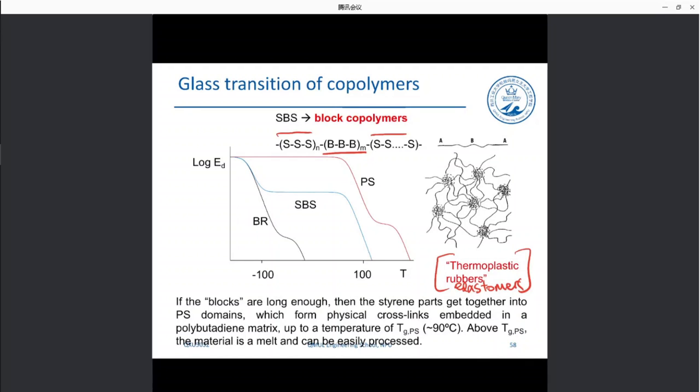Generally, the use of the word elastomers is much better compared to rubber, because rubber can point towards a specific material, which is natural rubber. Well, elastomers points to the whole family of materials.